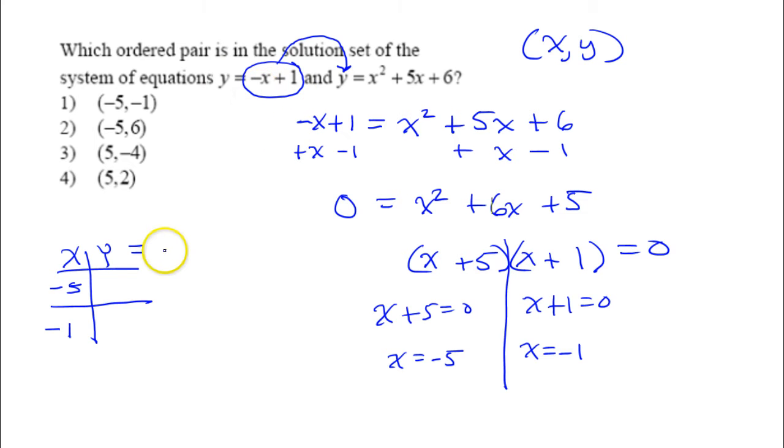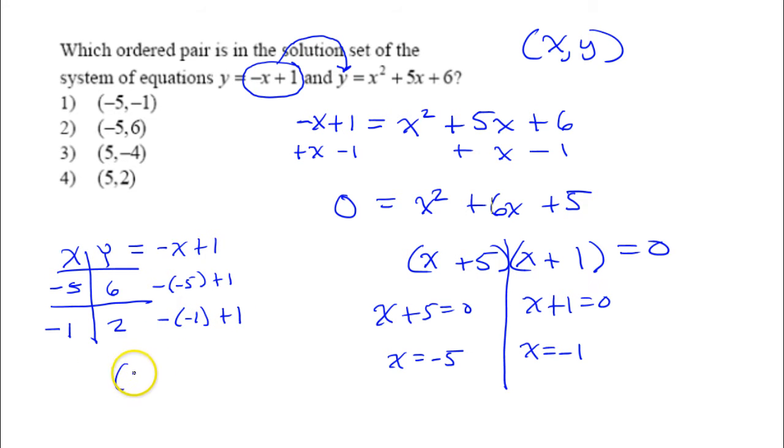So I'm going to use the easy one. y is equal to negative x plus 1. So that means y is equal to negative negative 5 plus 1. That's positive 5 plus 1, so that would be 6. And let's see, that means this y will equal negative negative 1 plus 1. That's positive 1 plus 1, so that's 2.